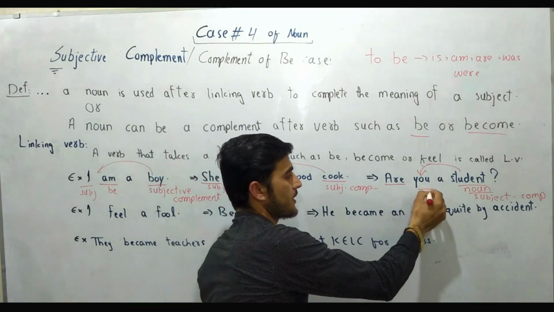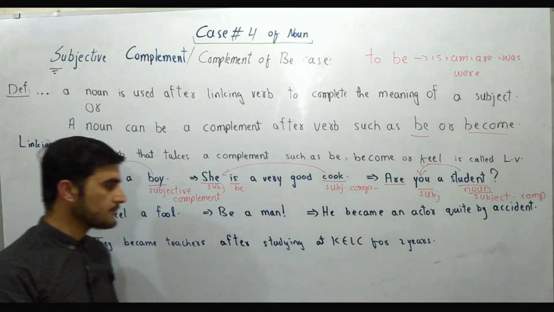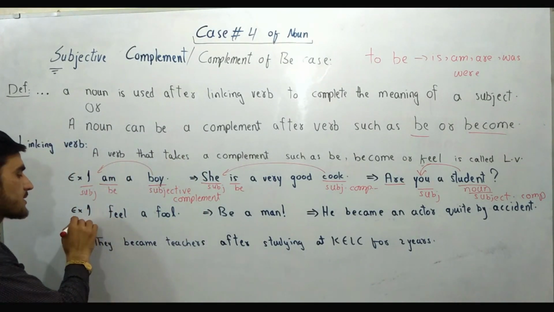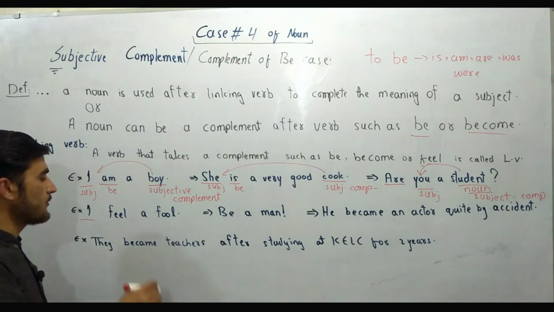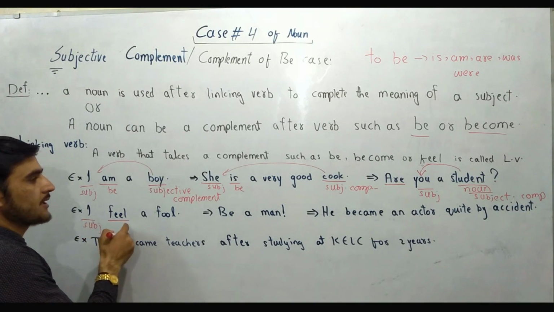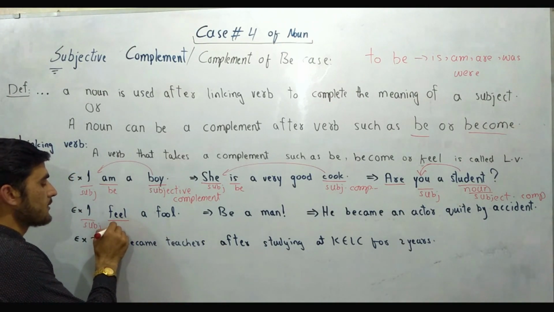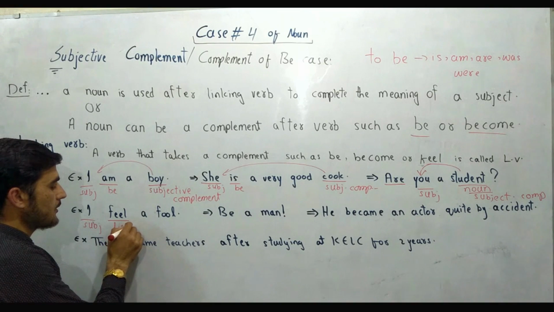You is our subject here in this example. It's interrogative. Are is put before the subject. And the fourth example is given here. That is, I feel a fool. I is the subject. Feel is neither become nor a to be verb. That is another linking verb, right?